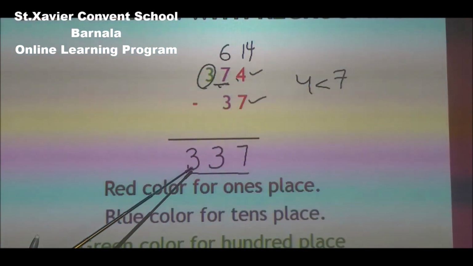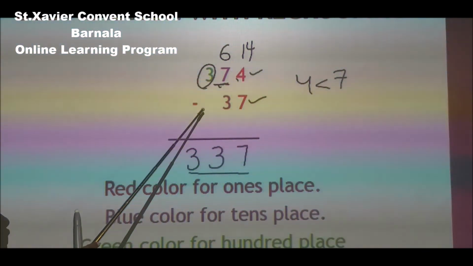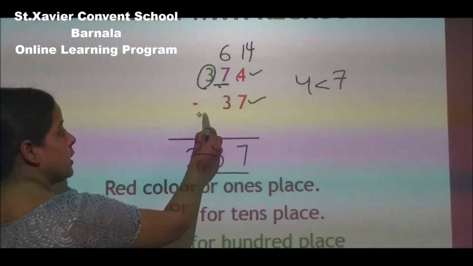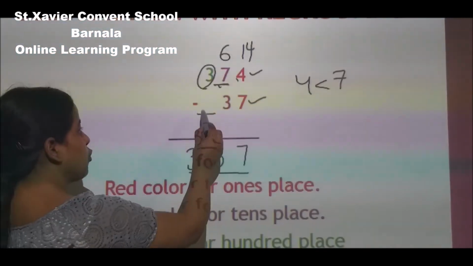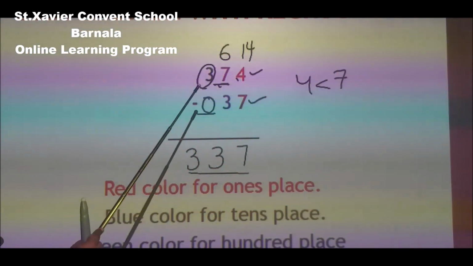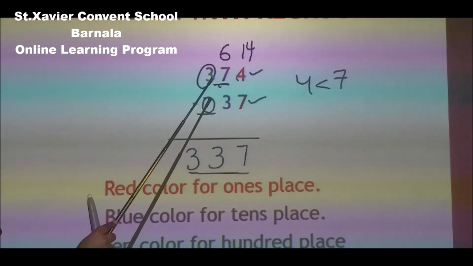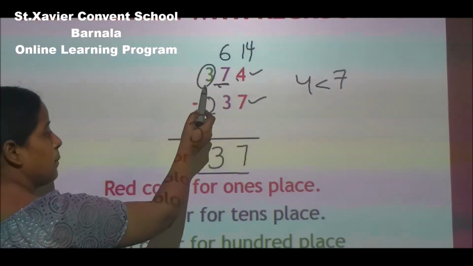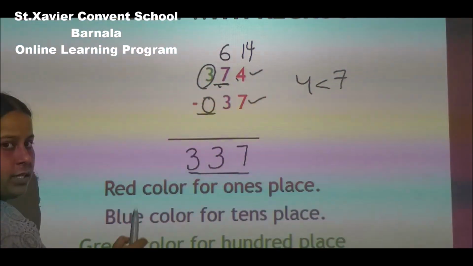3 stays as it is because there is no value at the hundreds place. At the hundreds place we don't have any value, so we assume there is 0. We know that when we subtract 0 from any number, we get the number itself. So 3 minus 0 is equal to 3.